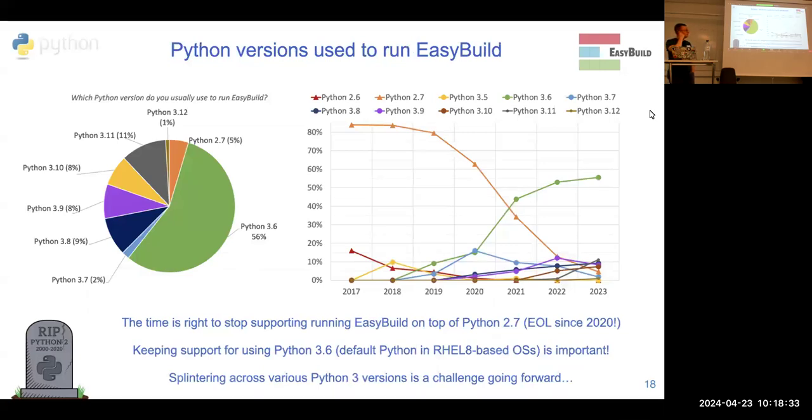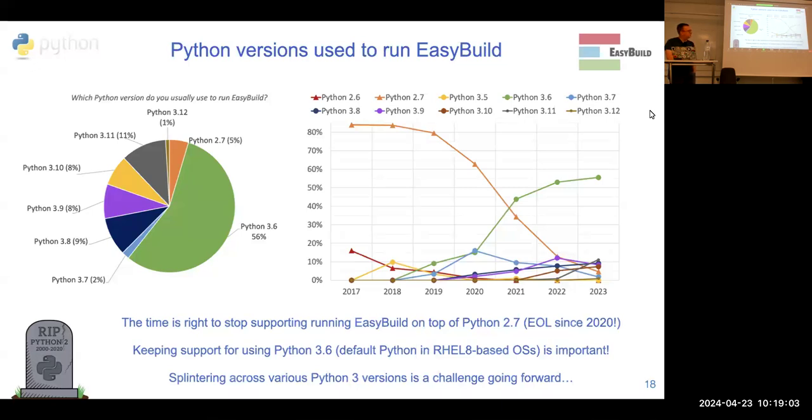Then Python versions. This is a very nice graph. I like this one a lot. So which Python version are you using to run EasyBuild? You had to pick one here. So this should add up to 100%, unless I messed up something. Python 2.7 is now at 5%. People should be getting deprecation warnings if you're doing that, because EasyBuild will drop support for running on top of Python 2.7. Finally, I should say, in EasyBuild 5.